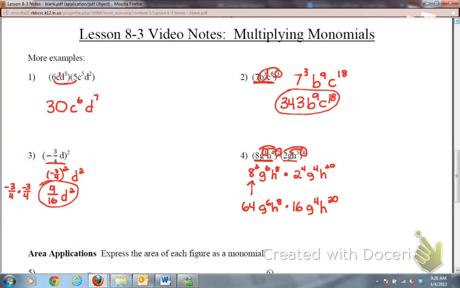We're almost done. You're going to simplify this by taking your coefficients times each other. 64 times 16 is 1024. Then, since we're multiplying with your g's, this goes back to our first rule. They have the same base, so you're going to add your exponents. So this will be g to the 10th. And with your h's, that'll be h to the 28th. So that is our answer, 1024, g to the 10th, h to the 28th.